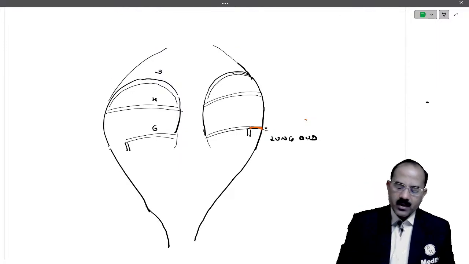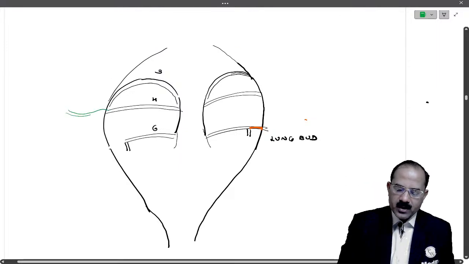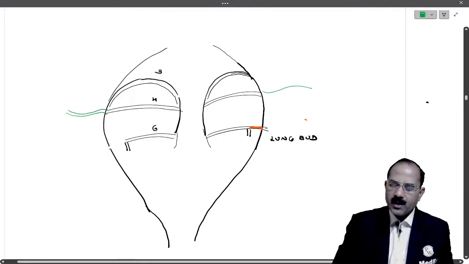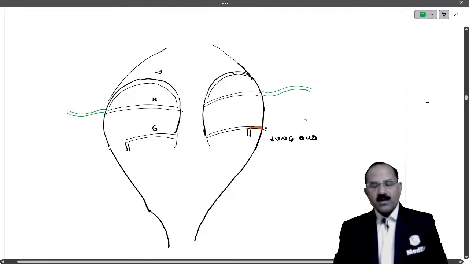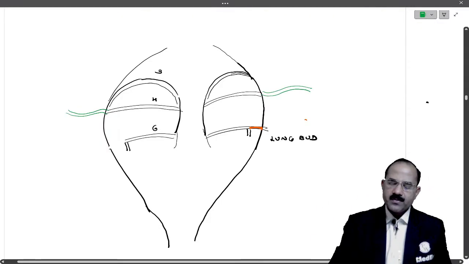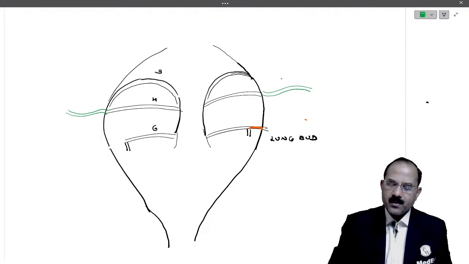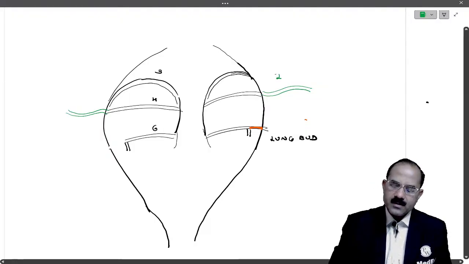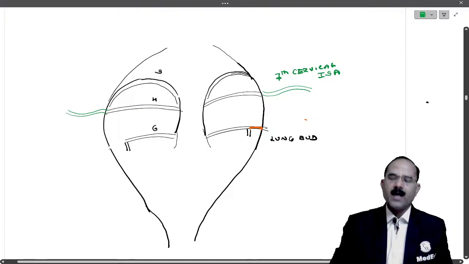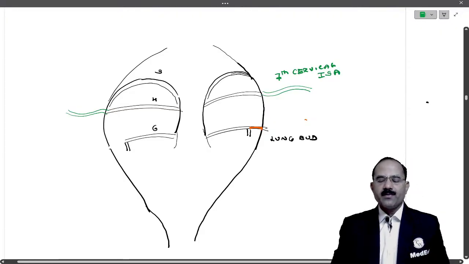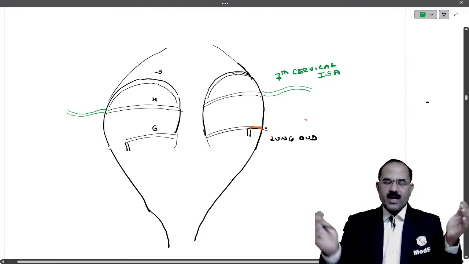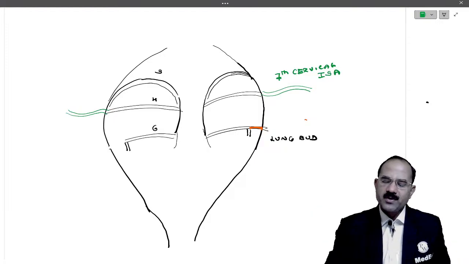Now, during development, there are two arteries which come and join the fourth arch artery, and this is what we call the seventh cervical intersegmental artery. The seventh cervical intersegmental artery comes and joins the fourth arch artery on both sides.